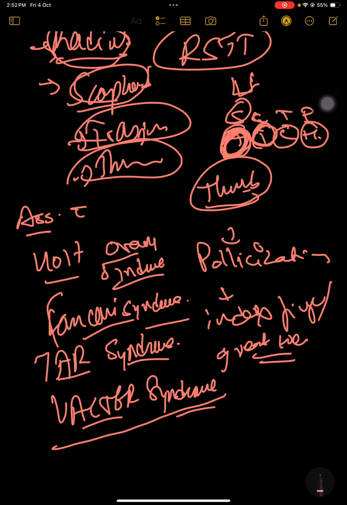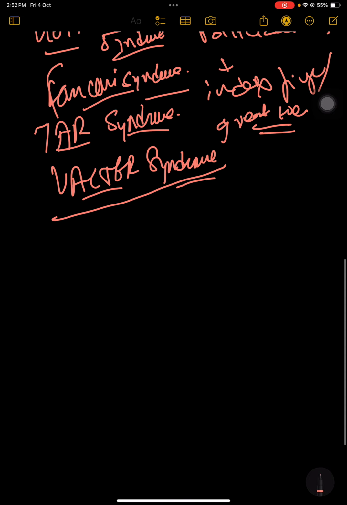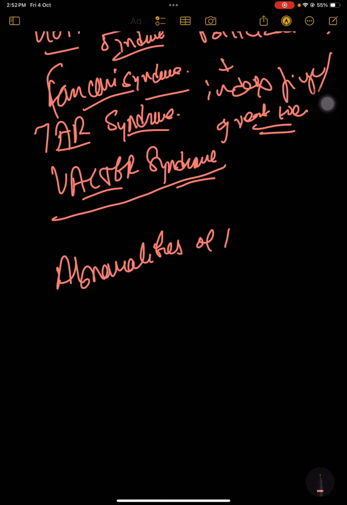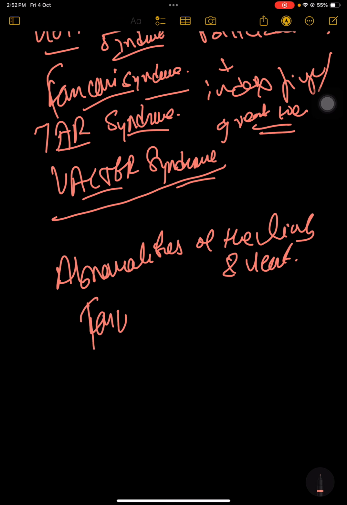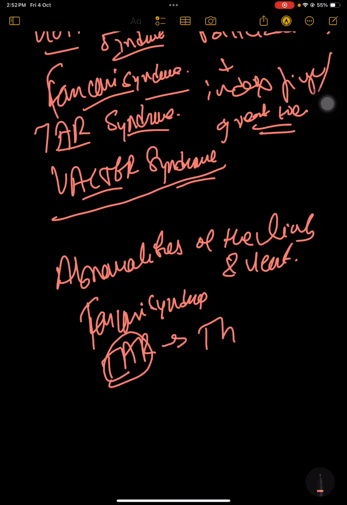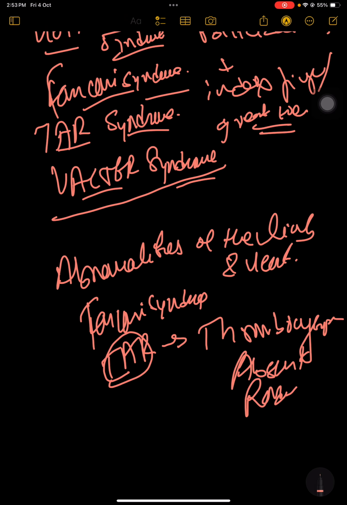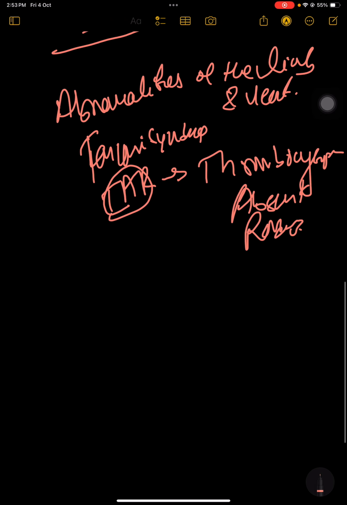Okay, so Holt-Oram syndrome, what happens in Holt-Oram syndrome? There is abnormalities of the limb and heart. Okay, Fanconi syndrome. Then there is TAR syndrome. TAR means thrombocytopenia and absent radius. Okay, thrombocytopenia and absent radius. TAR syndrome. And VACTERL. So what is VACTERL?